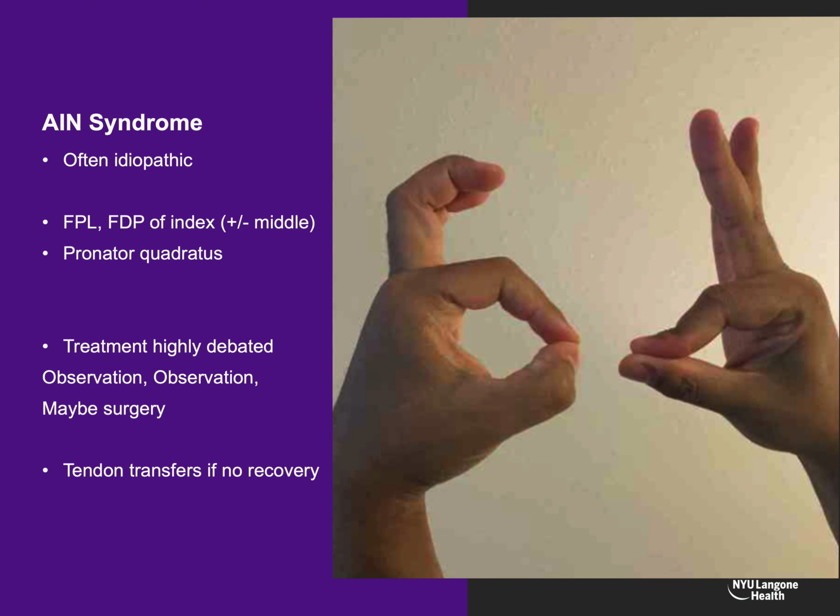AIN syndrome. AIN syndrome is the last thing that we'll cover. This is oftentimes idiopathic, oftentimes associated with a brachial neuritis. Which of these two has AIN syndrome? Well, it's the hand on the right that has it. How do we know this? AIN innervates pronator quadratus, innervates the flexor pollicis longus, and innervates the flexor digitorum profundus of the index and plus or minus the middle finger.